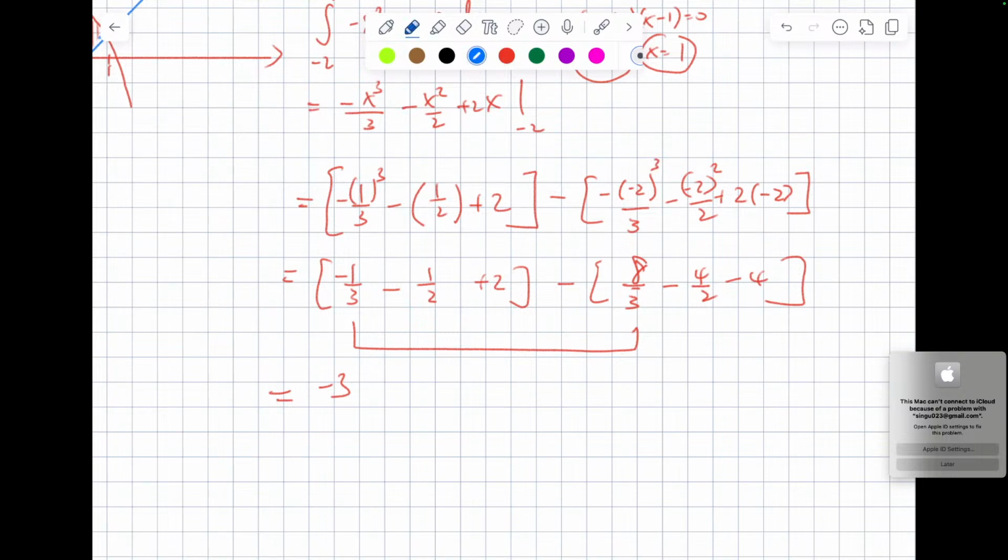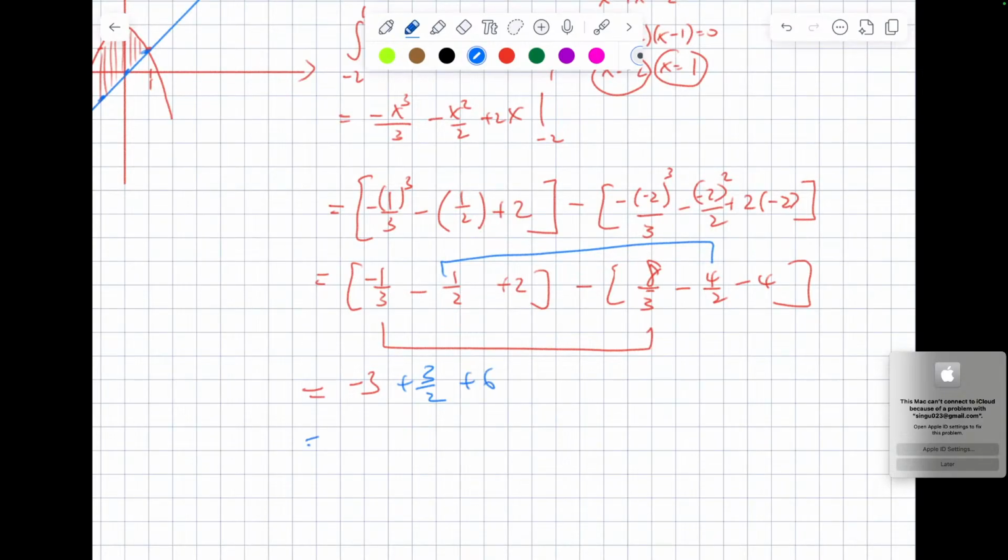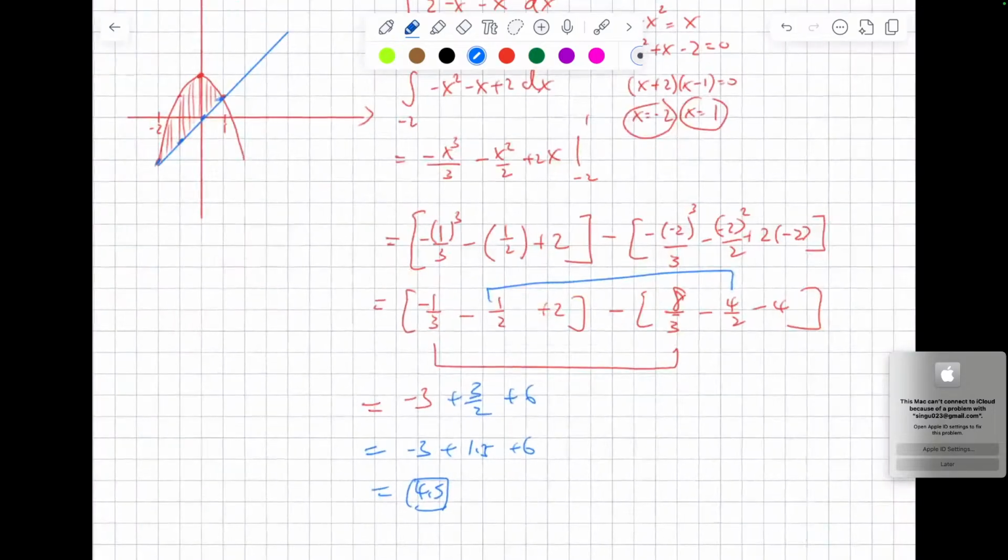And here I'm going to have plus 3 over 2. This term is going to be plus 3 over 2. And the last term is going to be plus 6. So that's minus 3 plus 1.5 plus 6. So that's equal to 7.5 minus 3, which is equal to 4.5. So my answer is 4.5.